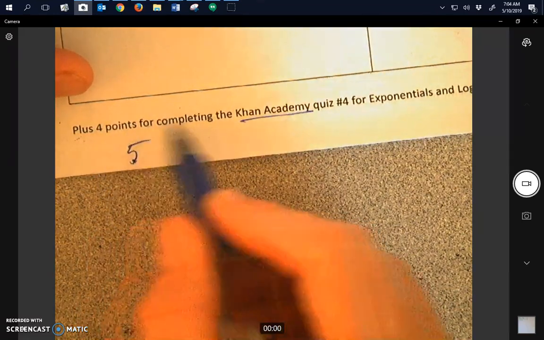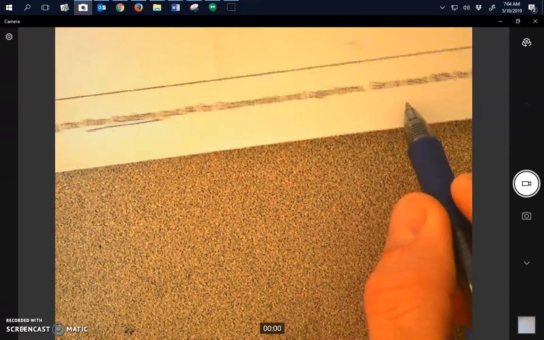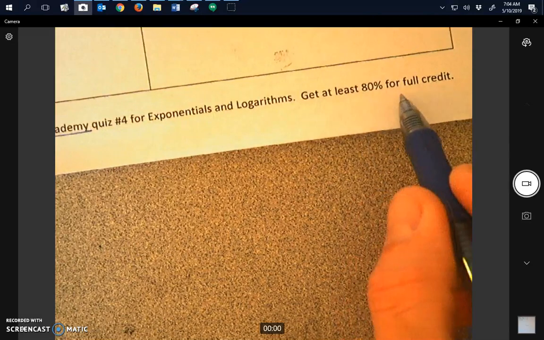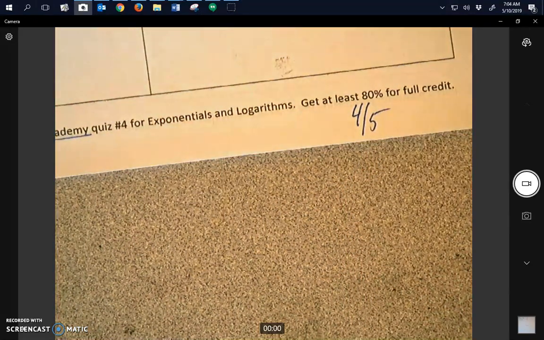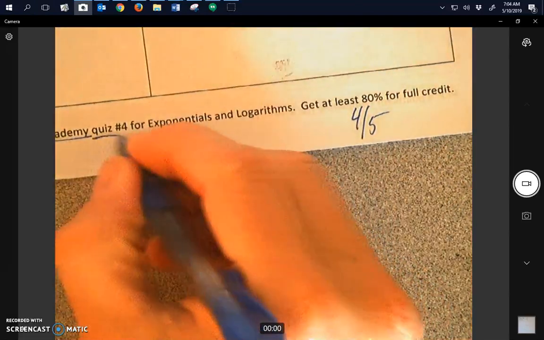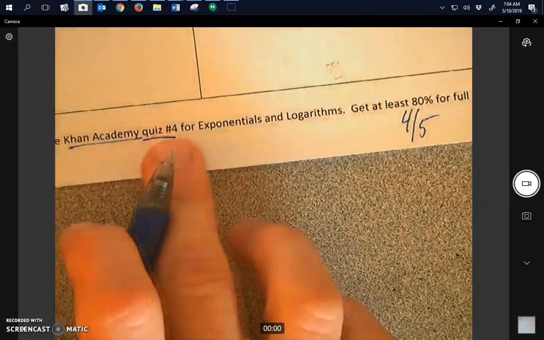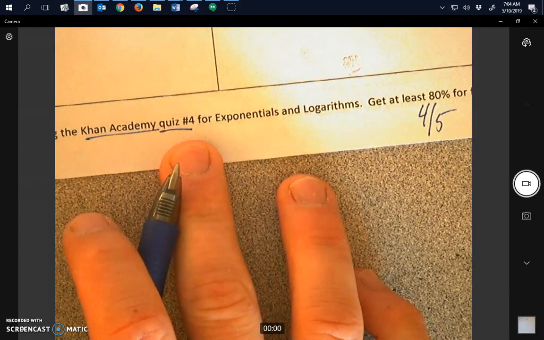So plus 4 points to complete the Khan Academy quiz for exponentials and logarithms, and get at least 80% for full credit. That's the 4 out of 5 that I'm referring to, and that's quiz 4. It's graphs, so make sure you do the graph 1 for credit here, and we also do this in class when I'm observing you, so I can tell you're not cheating in some way.